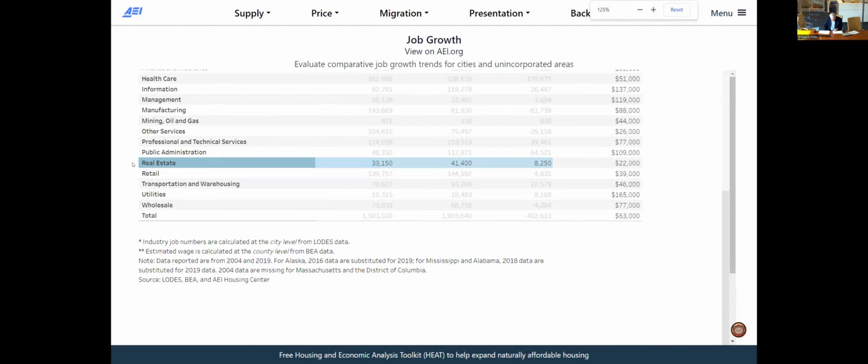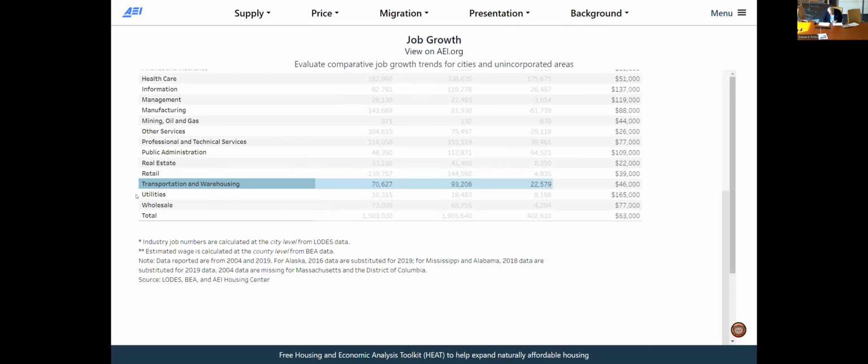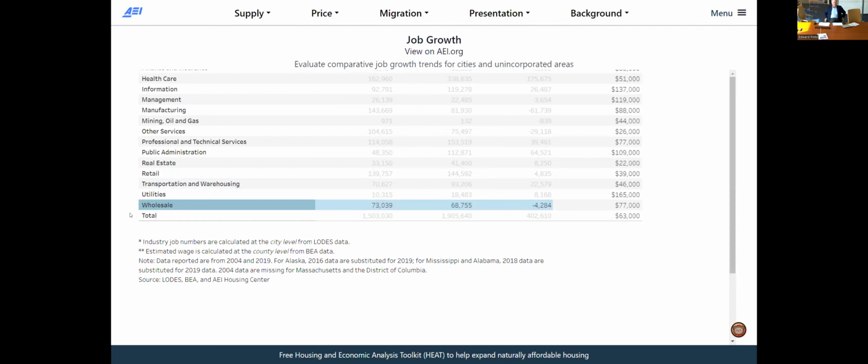And retail, another one, it grew a little bit, but again, low-paying jobs. Transportation warehousing grew a fair amount, 22,000 jobs, but again, relatively low-paying. And then wholesale declined, and those are high-paying jobs. So the overall picture here is really a tale of two counties.